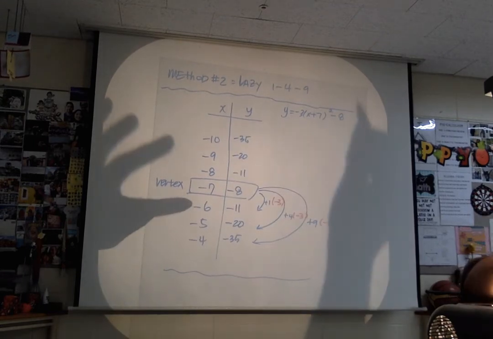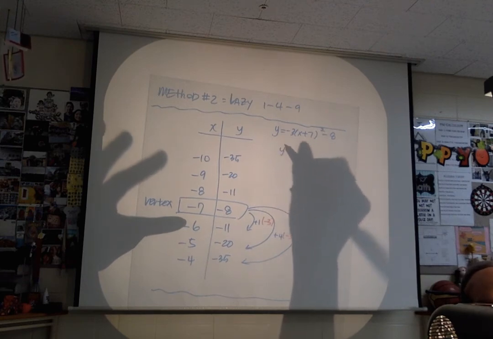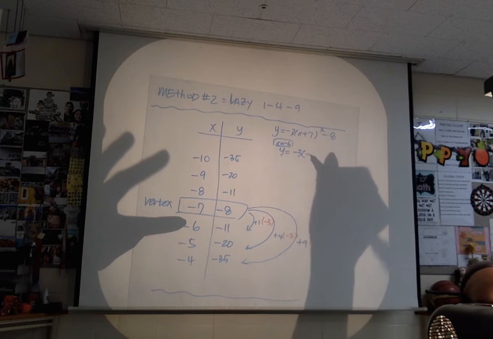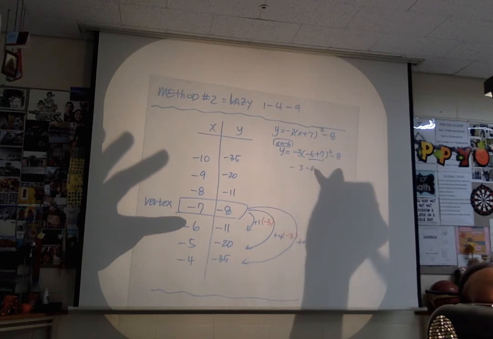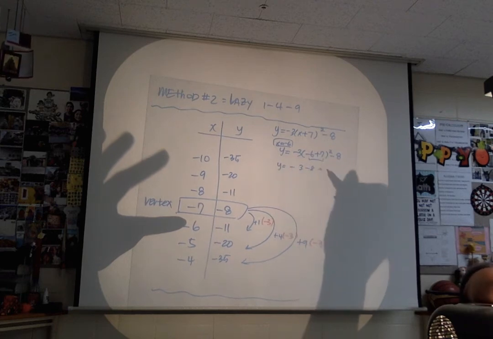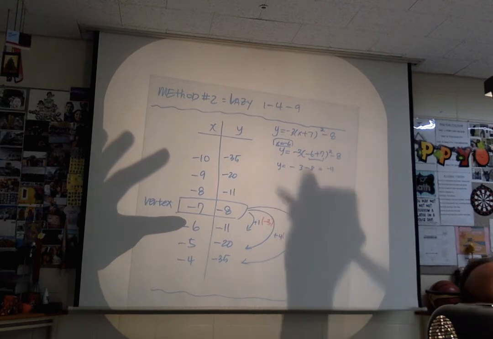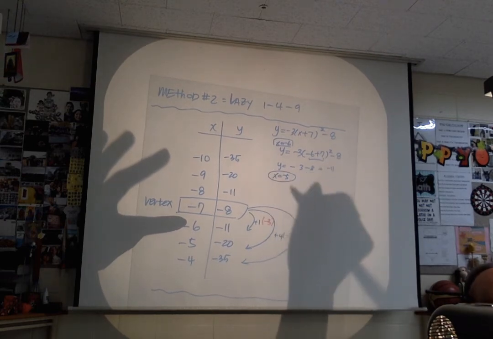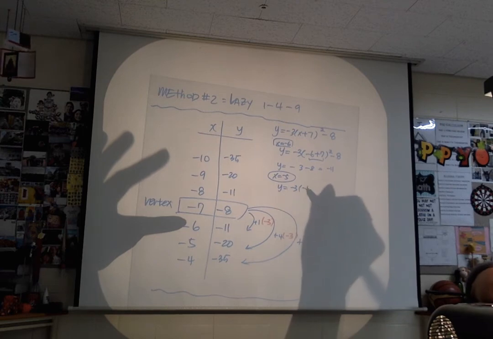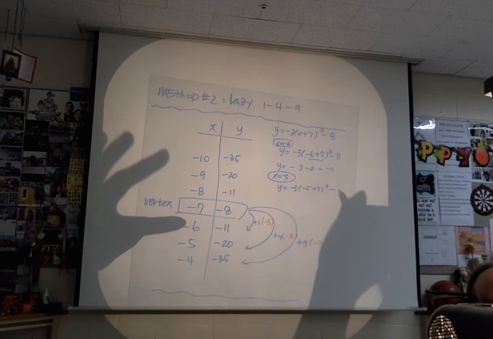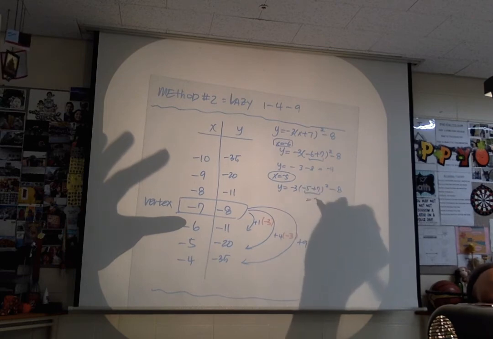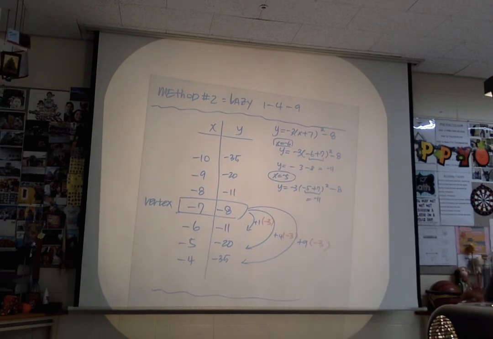But you guys, always check your values. Plug it in. What's y when x equals negative 6? Y equals negative 3 times (negative 6 plus 7) squared minus 8. That's 1 squared, negative 3, minus 8, so y is equal to negative 11. See? Try again. When x equals negative 5, let's see what we get. Y equals negative 3 times (negative 5 plus 7) squared minus 8. That's 2 squared, right? Negative 12, that gives you negative 20. So it always works out, no matter what you do.